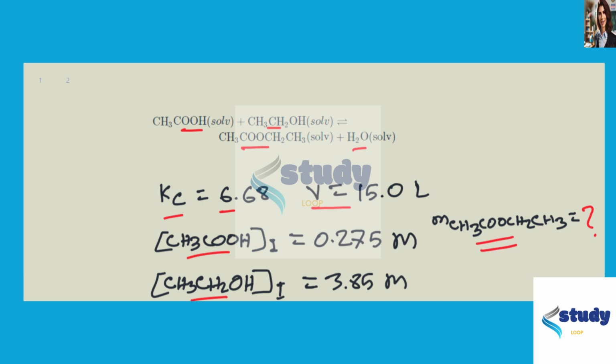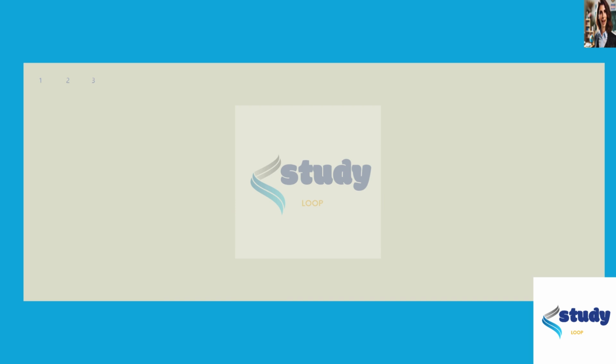To do that, first you have to set up an ice table to know the equilibrium concentration for the ethyl acetate. From there, using the expression for the Kc value, we can find the actual equilibrium concentration. From the equilibrium concentration, using the volume of the reaction, we can find the number of moles of ethyl acetate produced, and using the molar mass, we can easily find the mass of the ethyl acetate at equilibrium. So the first step is to set up an ice table to know the equilibrium concentration.